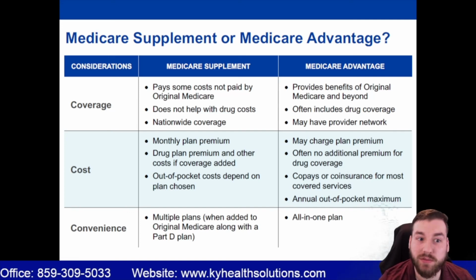And then as far as convenience, the Medicare supplement side of things is multiple plans when added to original Medicare and Part D. So you'll have multiple cards there, and it just may be how you want your coverage to work. On the Medicare Advantage side, it's what we kind of call an all-in-one plan. It includes everything together. So just keep that in mind. As far as between the two, what do you like best? What do you think is best for your health? And that's something that any good agent will ask and help guide you through.